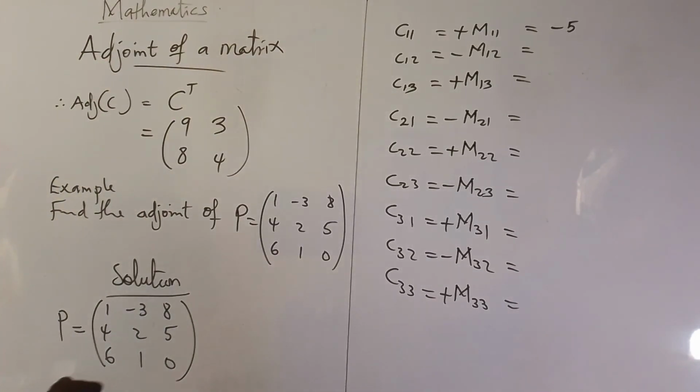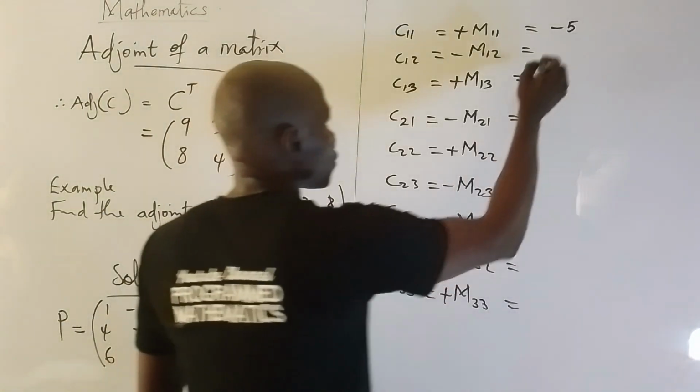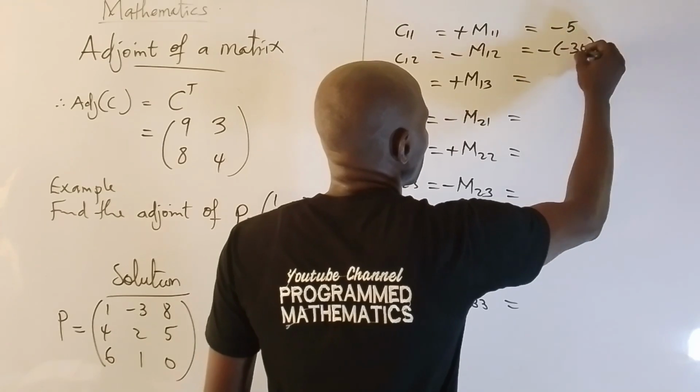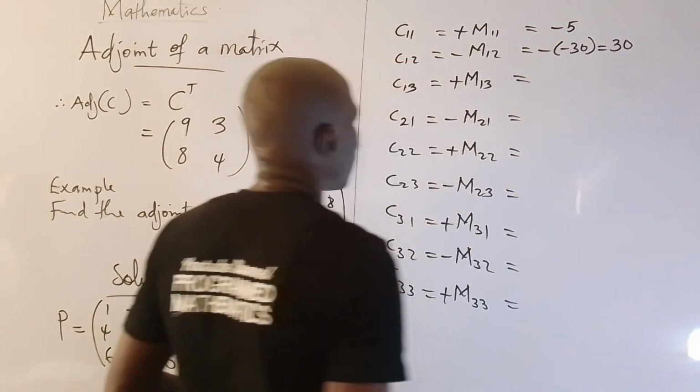Okay, then M12. M12 means first row, second column. Delete first row and the second column. So we'll be left with 4, 5, 6, 0. 4 times 0 is 0. 6 times 5 is 30. 0 minus 30 is minus 30. So this is minus 30, and that is 30 here.